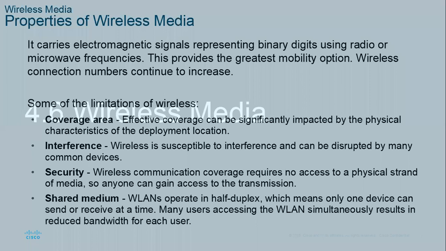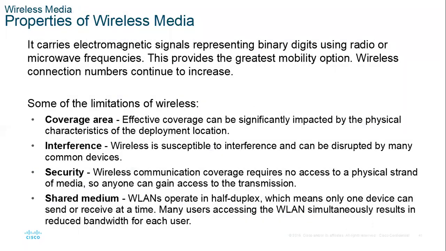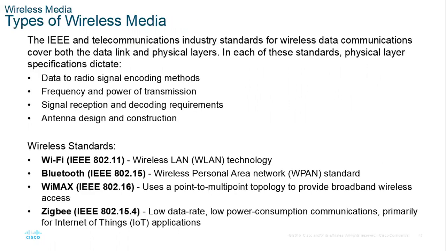Okay, wireless media. So properties of wireless media. So, we're looking at our physical layer. How do we make our connections? Are we using copper cables? Are we using fiber optics? Are we using wireless? So some of the limitations of wireless are the coverage area, interference, security, and of course, it is a shared medium. So you have some standards here: Wi-Fi, Bluetooth, WiMAX, and Zigbee.